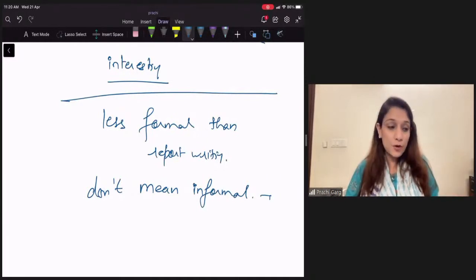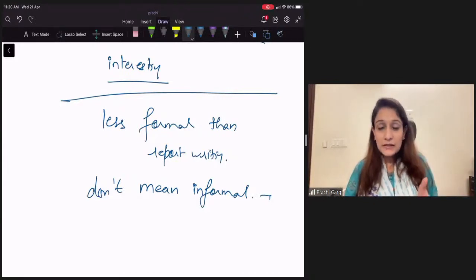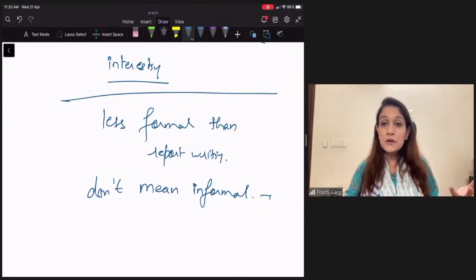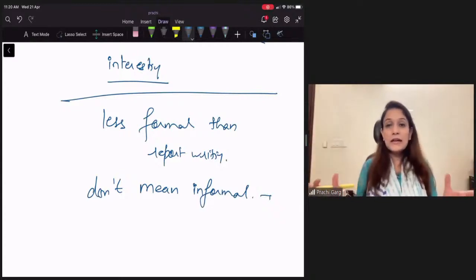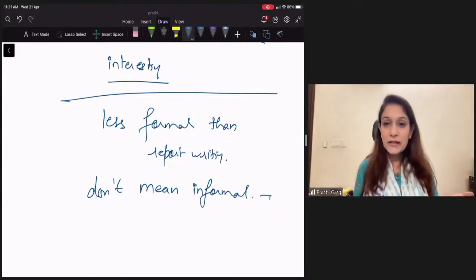Formal means that there are proper sentence structures. The use of words is appropriate. They are grammatically right. They have proper punctuation. The tense and the voice that is used is perfect. So that is how you make the language formal, of course, right? And if you are careless about these things, automatically your entire language will become informal, right?